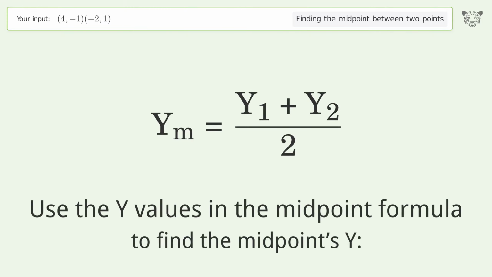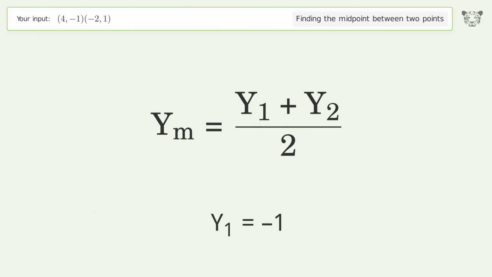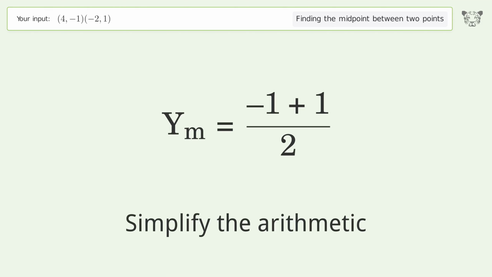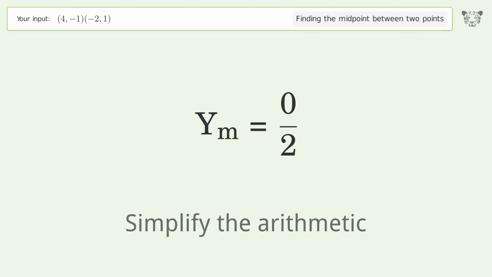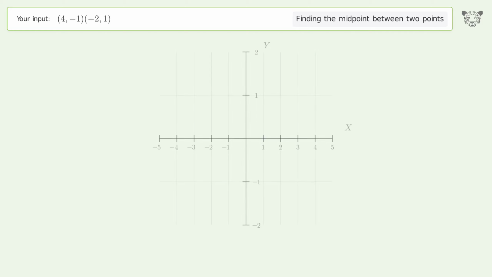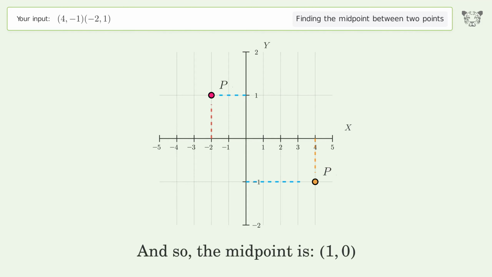Use the y values in the midpoint formula to find the midpoint's y. y1 equals -1. y2 equals 1. Simplify the arithmetic. And so, the midpoint is 1, 0.